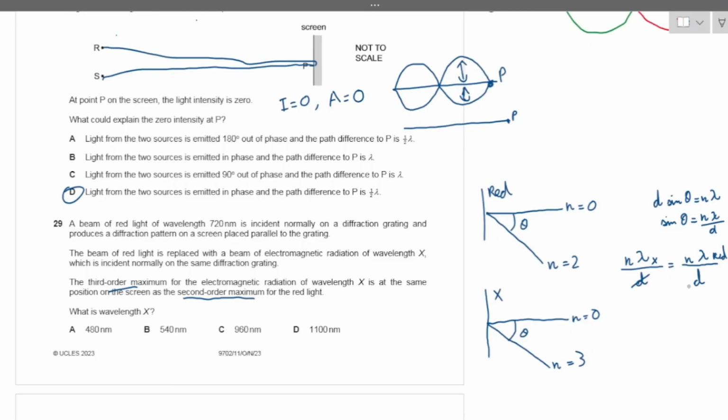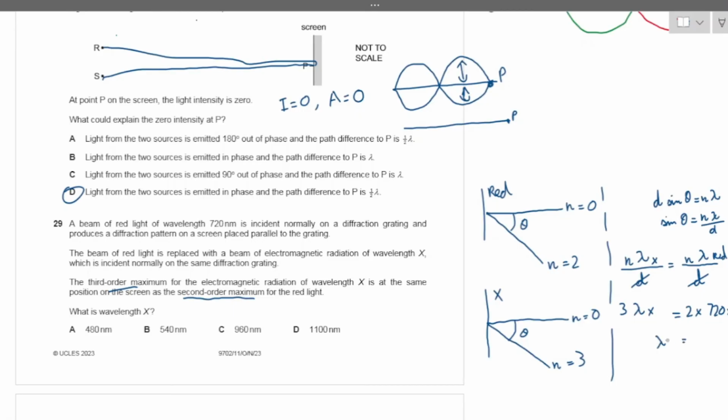Similarly, without any further calculation, you can just cancel out d, because number one, we are not given d, and number two, d will be the same for both of them. You can cancel them out. So you've got this. Now you can simply equate them together. The third order maxima is equal to the second order maxima of the red wavelength. So that would be 3 x lambda, and for the second one, that would be 2 into 720 nanometers. So that would be 720 multiplied by 10 to the power minus 9 meters.